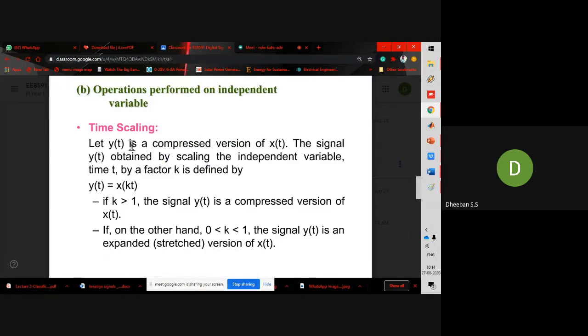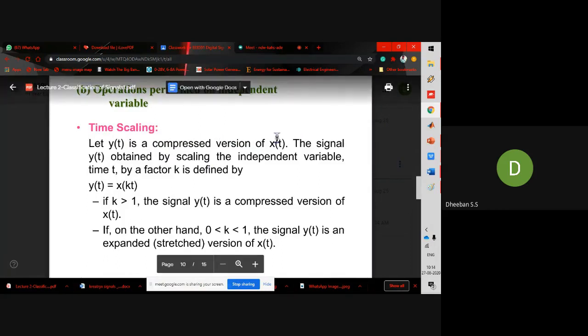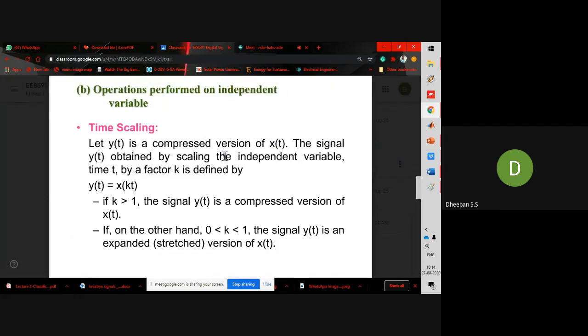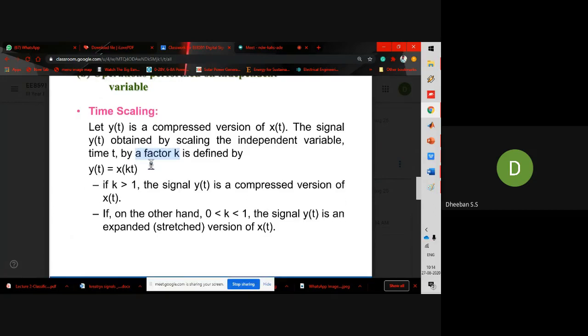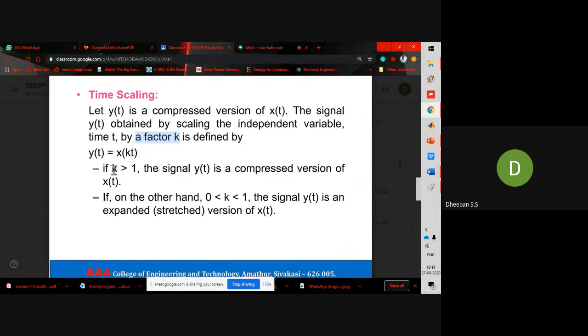So y of t is your output. x of t is your input. The signal y of t is obtained by scaling the independent variable. Here, for each value of k, k is nothing but a factor. Depending upon this k value, your y value reacts.